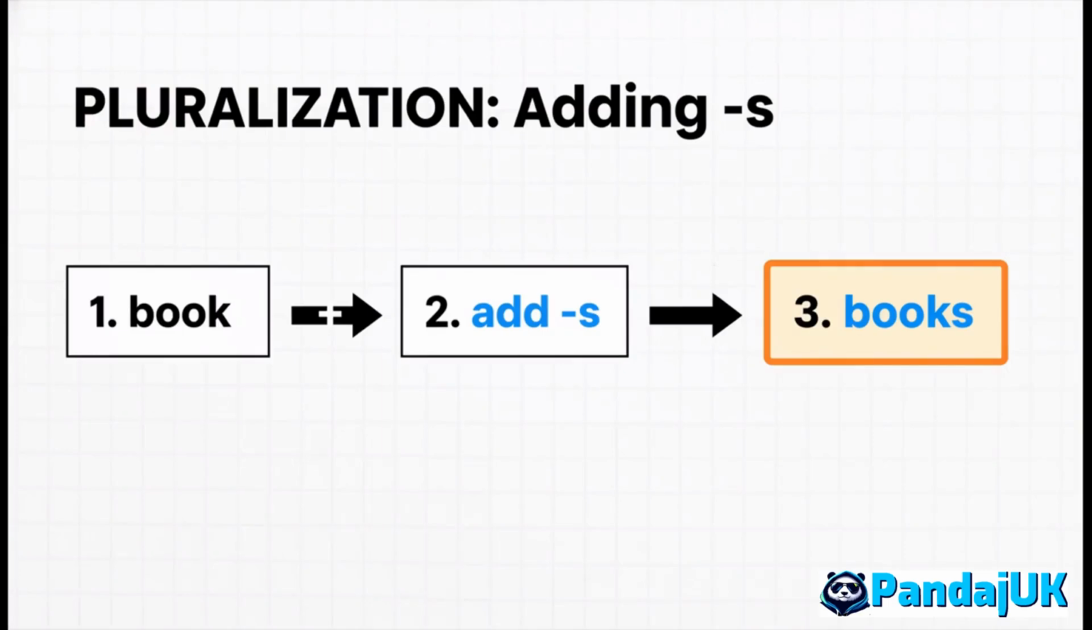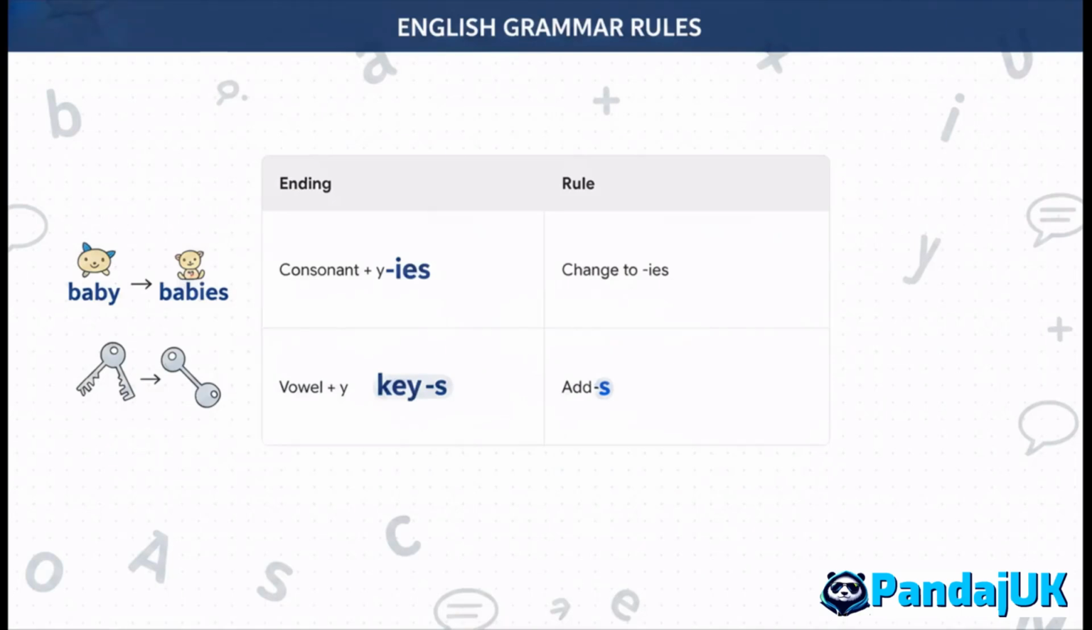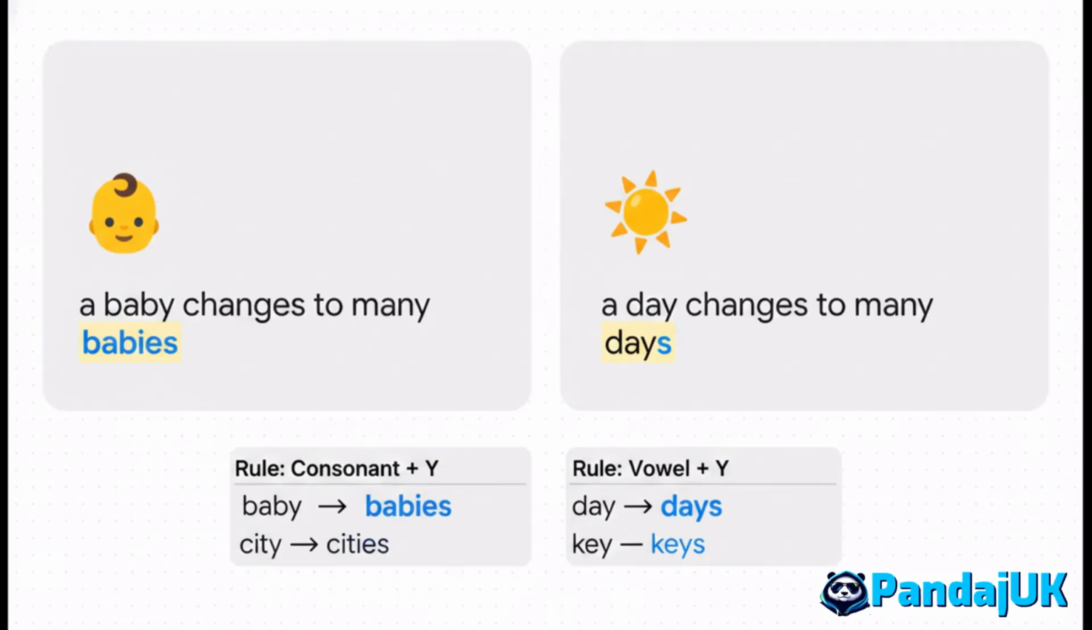Let's move on to plurals. To talk about more than one thing, we usually just add S. But watch out for exceptions. For words ending in O, we add ES. Potato becomes potatoes. Words ending in Y have a special rule. It all depends on the letter right before that Y. See the difference here? Baby changes to babies with IES, but day just gets an S.